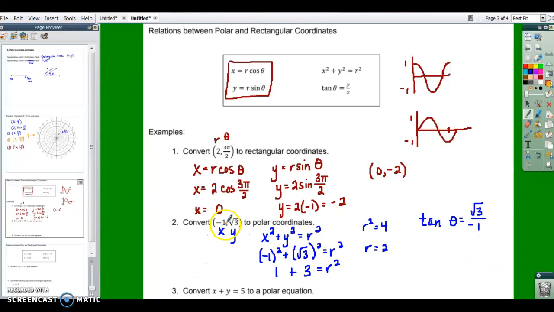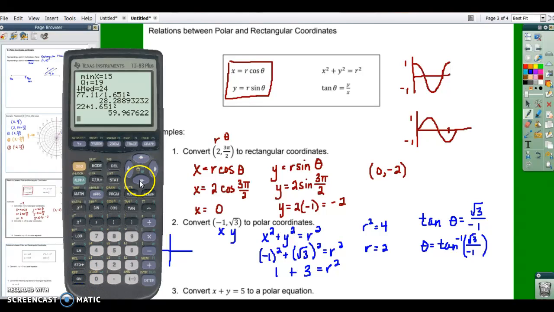Think about where that is. So negative 1, root 3 is up here in this quadrant. So I'm saying the inverse tangent, so theta is going to be the inverse tangent of root 3 over negative 1. That I can do in my calculator. Make sure you are in the proper mode. I'm going to change mine into degrees, though I could leave it in radians, just because I think it's a little bit easier to understand what's going on that way.